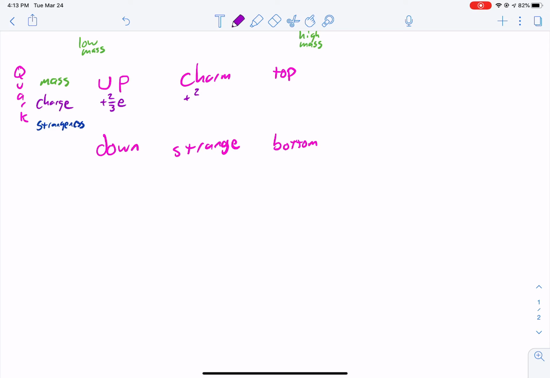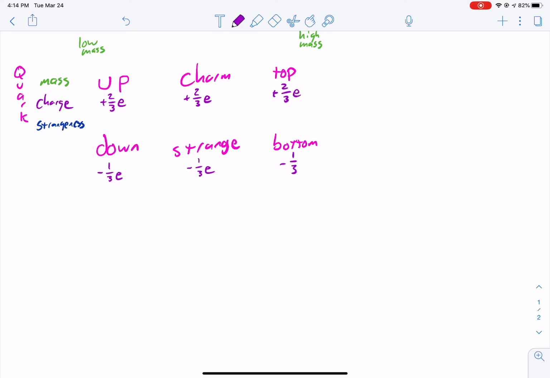In fact, everything on the top column has a charge of 2/3 E. On the bottom row, they all have negative 1/3 E. Negative 1/3 E, negative 1/3 E. And again, you can see this in your data booklet in topic 7.3.